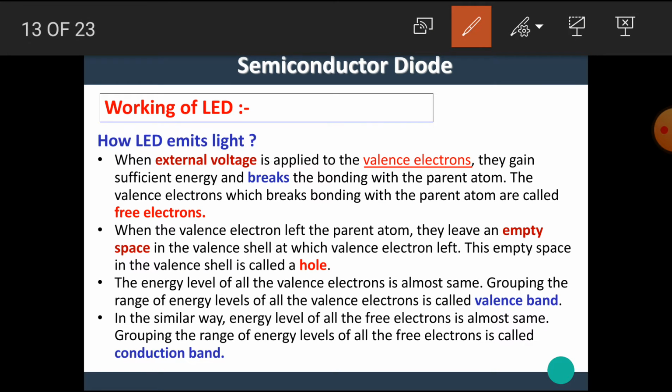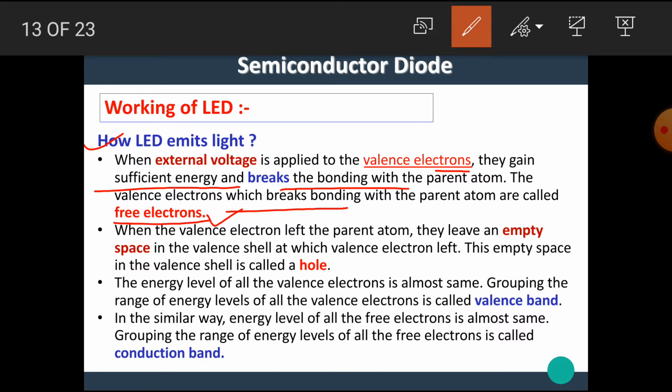Okay, now let's see the answer to the question. The question is: how does an LED emit light? Okay, let's see the answer. When the external voltage is applied to the valence electrons, they gain sufficient energy and break the bonding with the parent atom. The valence electrons which break bonding with their parent atom are known as free electrons. That means when the external voltage is applied to the diode, some valence electrons break bonding with their parent atom and become free electrons. We know that these free electrons constitute the current.